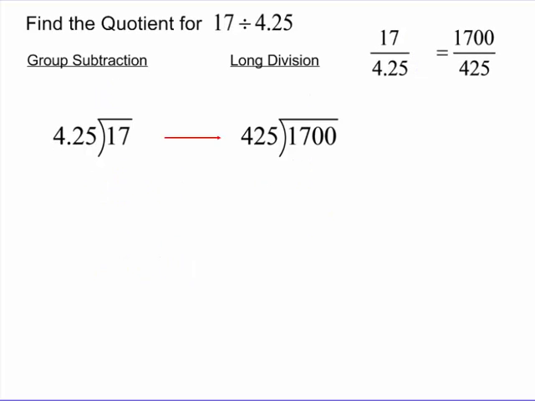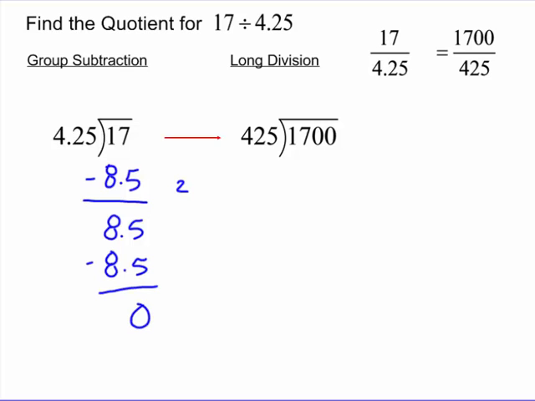So let's take a look at 17 divided by 4 and 25 hundredths, or 4.25. So again, can I do this with a group subtraction model? Absolutely. I might be able to recognize that two groups of 4.25 would be 8.5. And if I subtract that from 17, I'm left with 8.5. So I have two groups there. I'm going to subtract another two groups. I'll end up with a 0 remainder, and I still come up with an answer of 4.